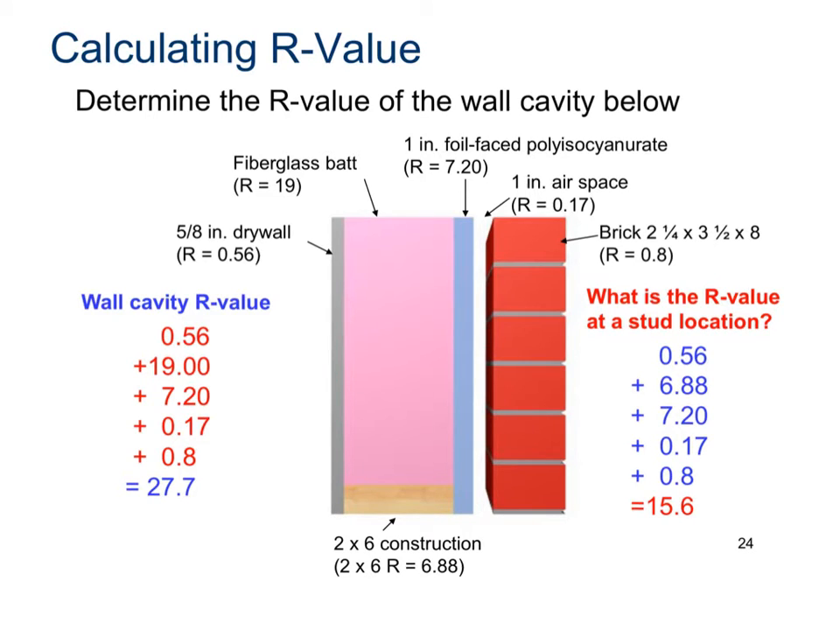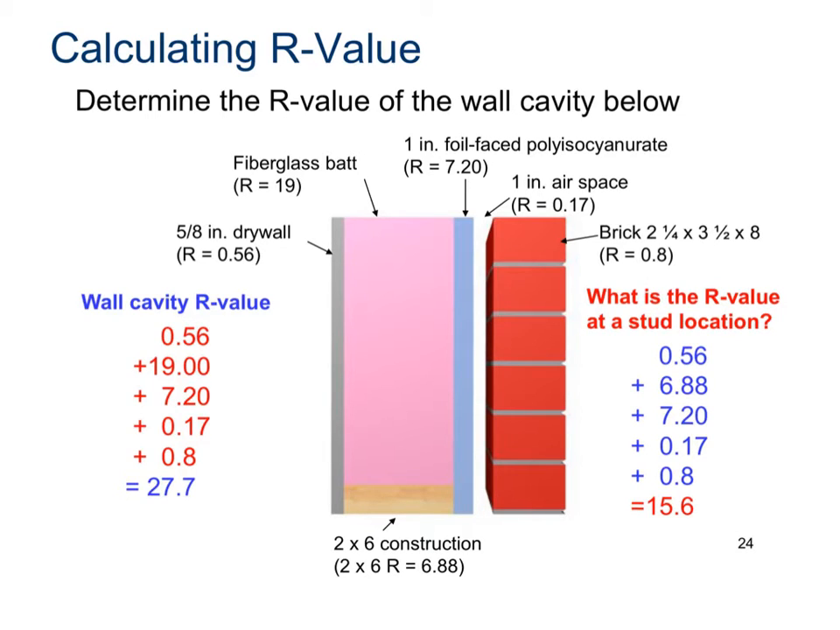So notice the drywall is 0.56, the fiberglass is 19, foil facing is 7.20. That air, that 1 inch of airspace, is 0.17, and the brick for that volume of brick is 0.8. So if we're looking at just the wall cavity that is here at the top, then we are going to be adding up each one.